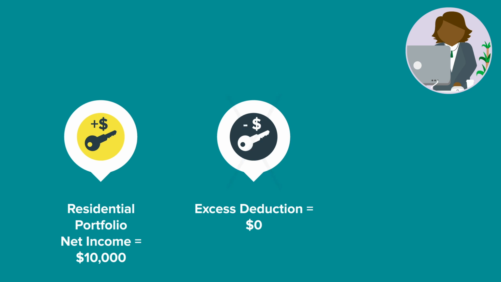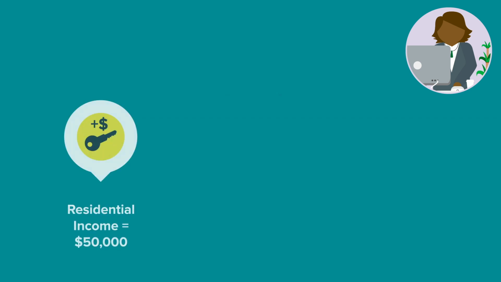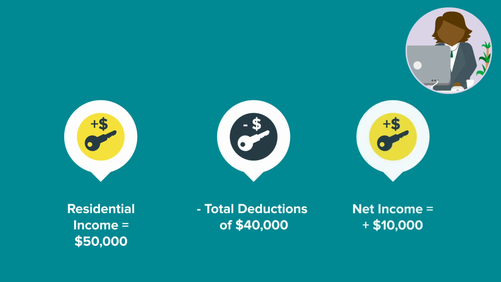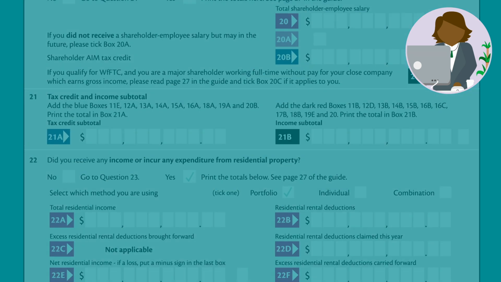If Amelia's portfolio had earned net income this year, Amelia would not have had any excess deductions to carry forward. Let's say her income was the same, but she only had a deduction of $40,000, giving her a net income of $10,000 from her residential portfolio. Her return would look like this.